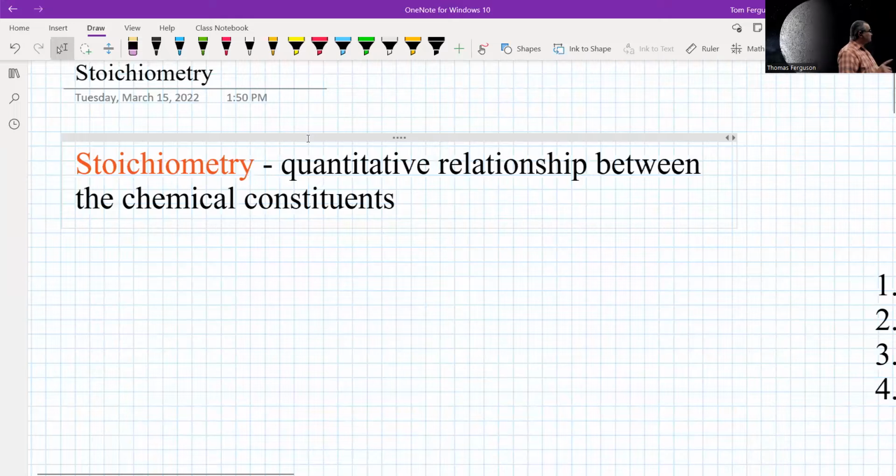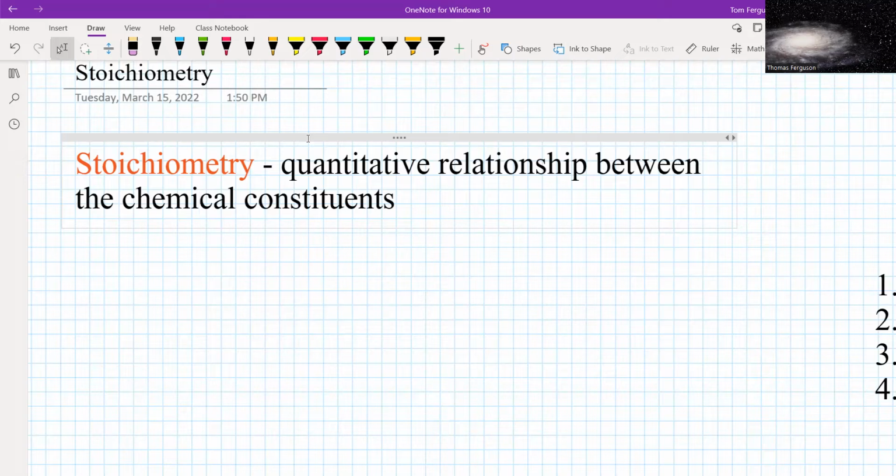Now tonight we're going to get into something called stoichiometry, and that's the base of Unit 4, stoichiometry. Stoichiometry is the quantitative relationship between the reactants and products. Quantitative, that means numbers.